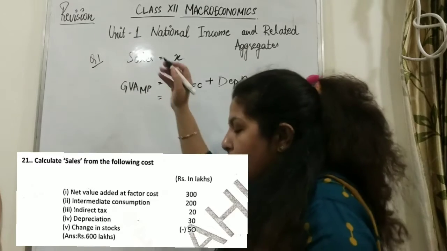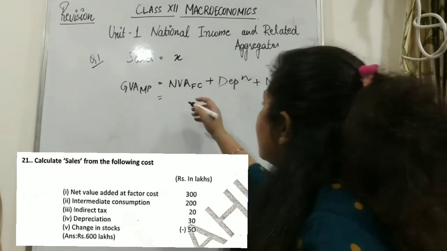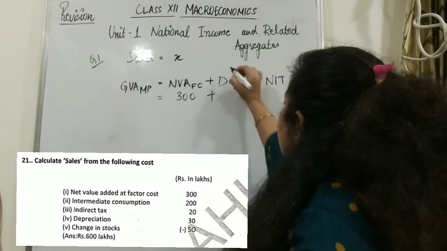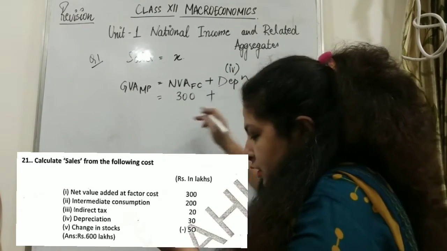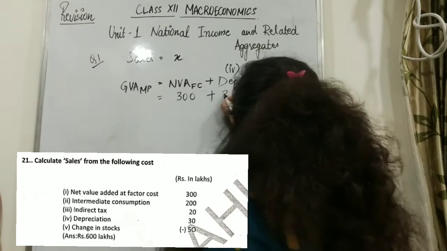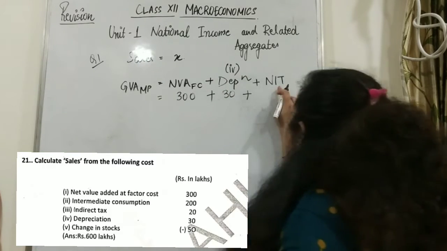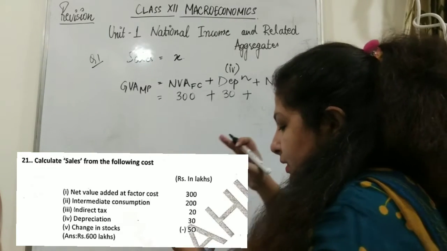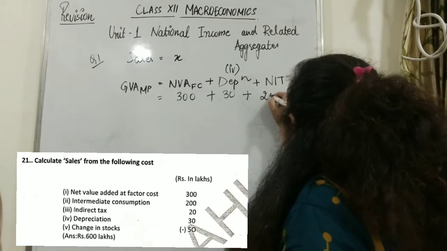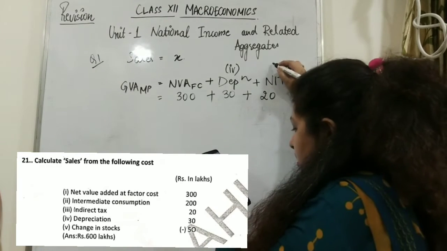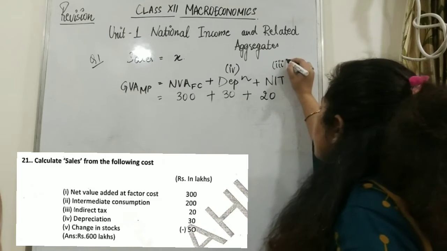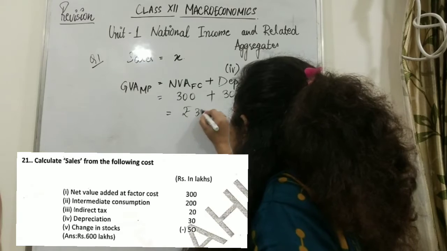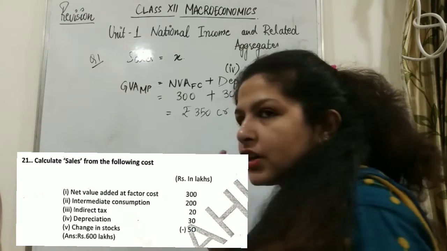So in the question, you can see net value added is given as 300. Depreciation, as you can see on number 4th, is given to be how much? 30. And net indirect taxes, just check, indirect taxes is given to be 20, on number 3rd. Subsidies are not given, we'll take it 0. So you'll solve it, you will get rupees 350 crores. You got GVAMP.